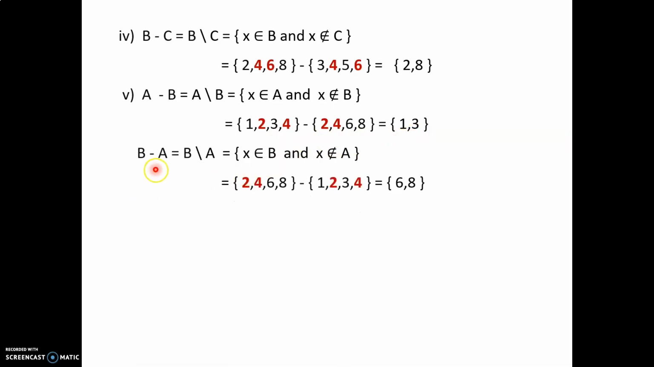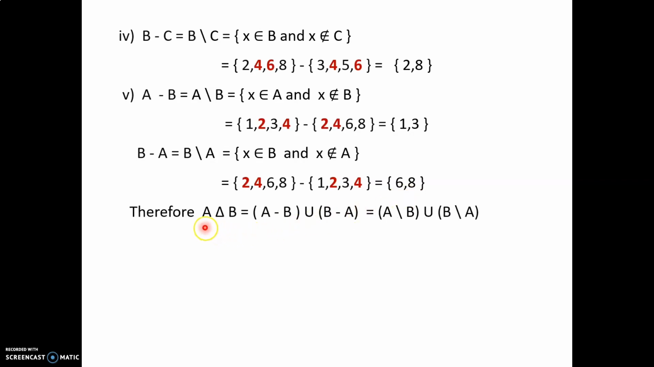Now, the difference set of B and A is the set of elements x such that x belongs to B and x does not belong to A. Here we take set B as {2, 4, 6, 8}, and 2 and 4 are the elements of set A which are in set B. Therefore, by removing 2 and 4, we get {6, 8} as the difference set of B and A.